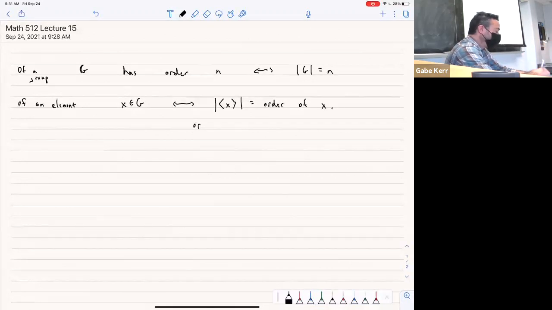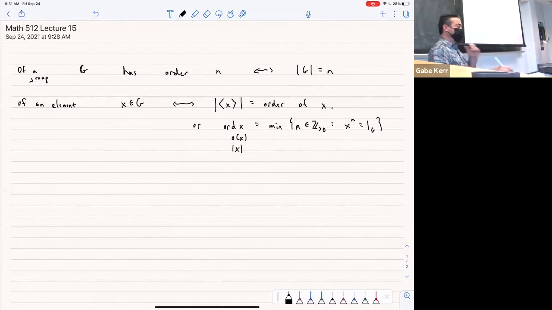Or equivalently, an equivalent definition: you could say the order of x, sometimes you write it as ord(x), is the minimum of positive integers n, where n is a positive integer, such that if I take x to the power n, I get the identity of G. Okay, so that's the idea.